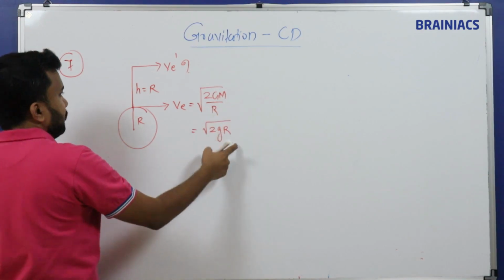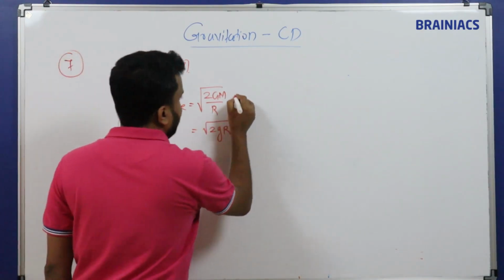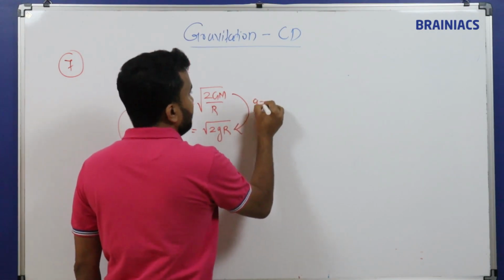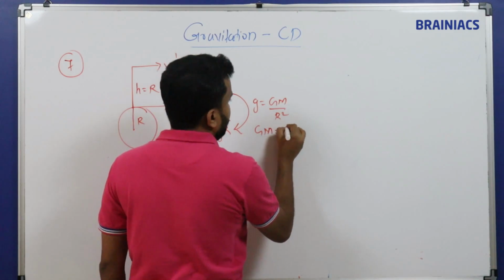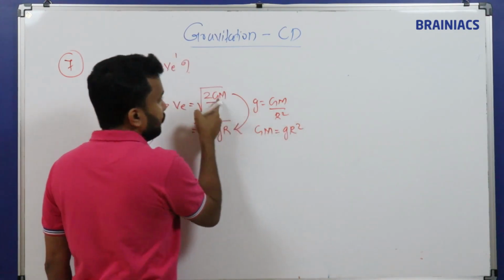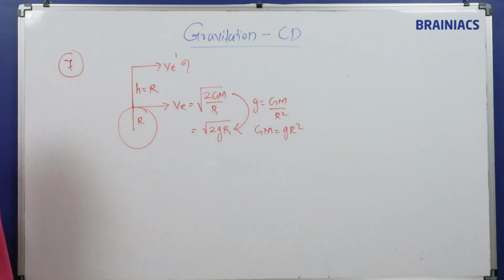You know from this equation how we are getting GM equal to gR square, correct? From this one, how we are getting g is equal to GM by R square. So GM equal to gR square. If you substitute over here and simplify, you will get this one. Okay, so fine. Now I need to find out the escape velocity from there.